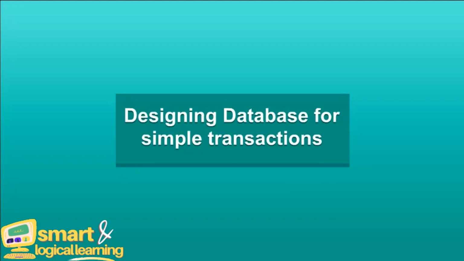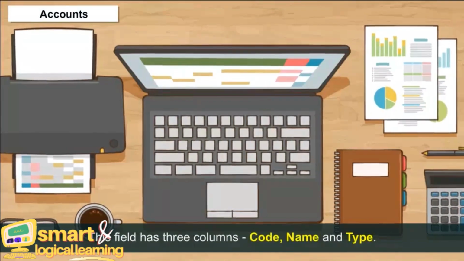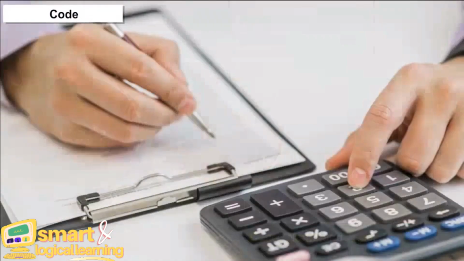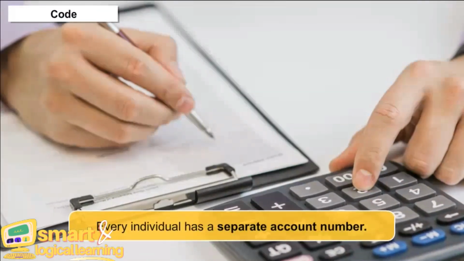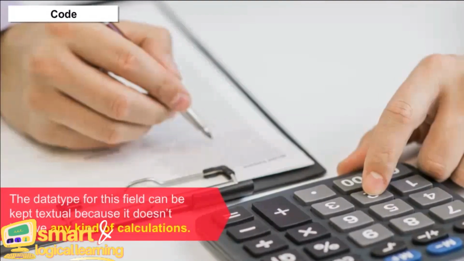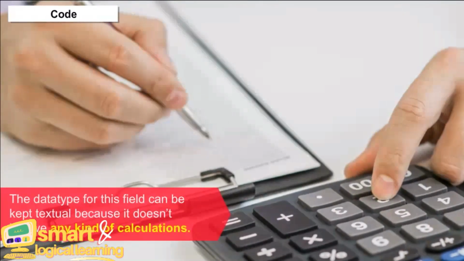Designing database for simple transactions. B. Accounts. This table has 3 columns: code, name, and type. Code. Every individual has a separate account number. The data type for this field can be kept textual because it doesn't involve any kind of calculations.